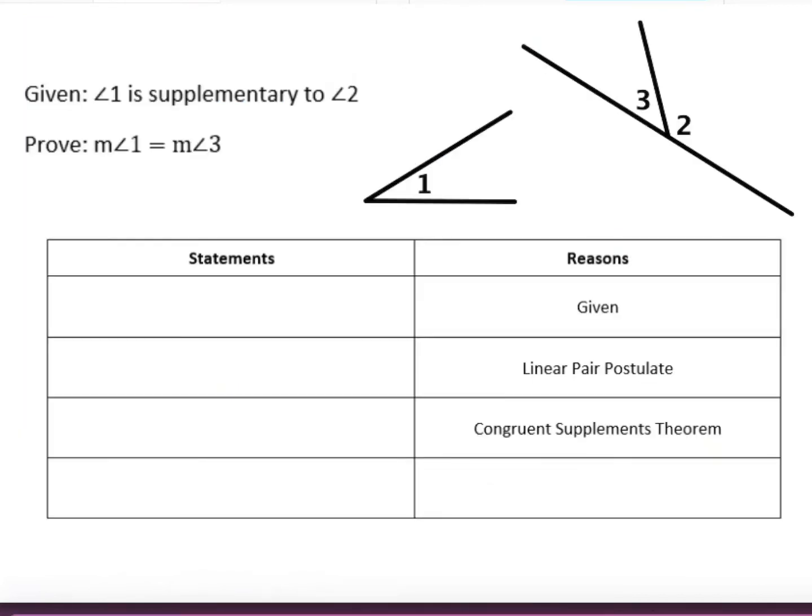Let's look at an example that uses some of these. So here we've got, given, angle 1 is supplementary to angle 2.